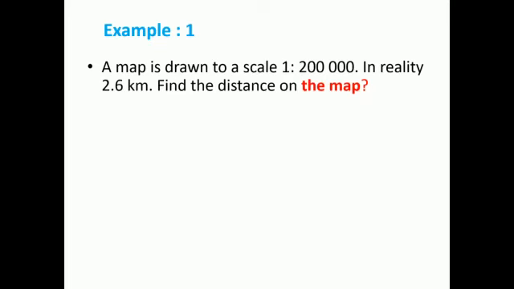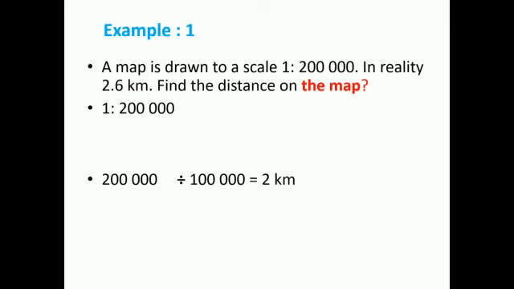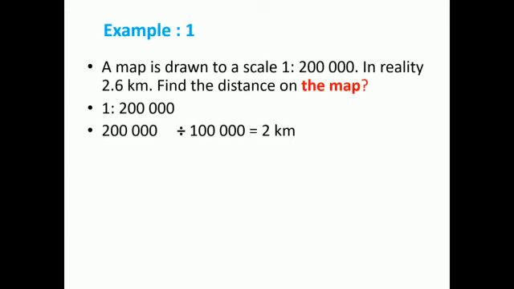A map is drawn to a scale 1:200,000. In reality, 2.6 kilometer. Find the distance on the map. Okay, so this type of question we have to face in this chapter. Here you have to find the distance on a map. First of all, you have to change the unit. Scale factor is 1:200,000. Change into kilometer. When we change into kilometer, you have to divide it by 100,000, so you will get 2.